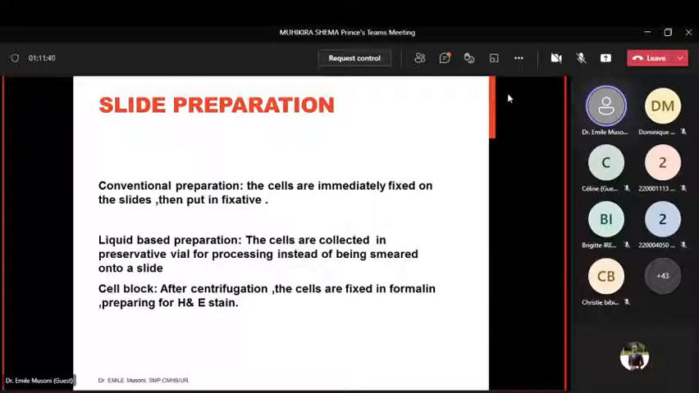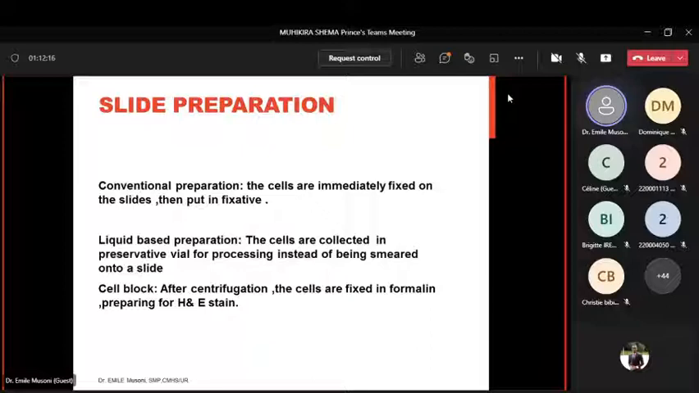Let us talk about the slide preparation. We have collected the sample, now on the slide preparation. There is what we call conventional preparation, liquid-based preparation, and cell block preparation. Conventional preparation is when you take a sample, immediately fix it on the slide and put it in a fixative. This is done for the pap smear. Conventional is not expensive. But in developed countries, they don't use conventional, they use liquid-based cytology.